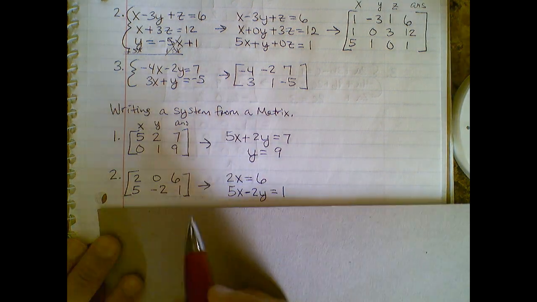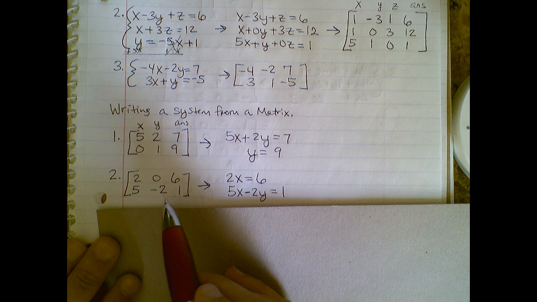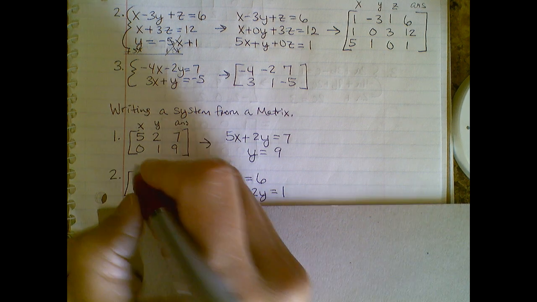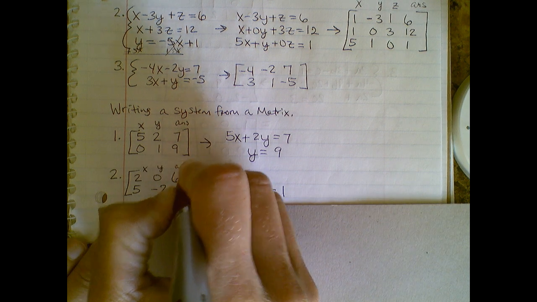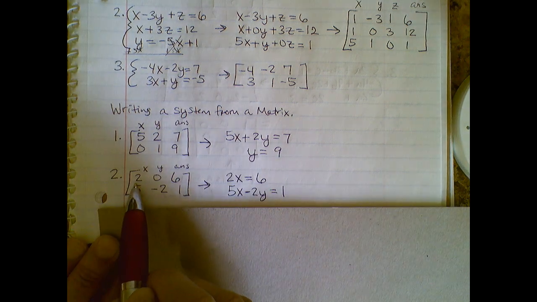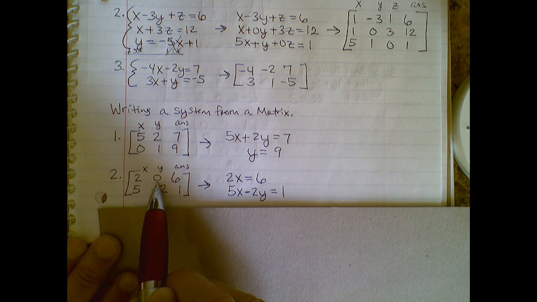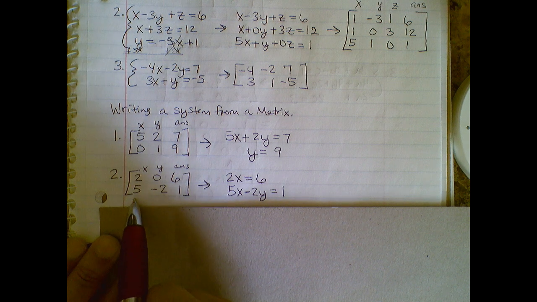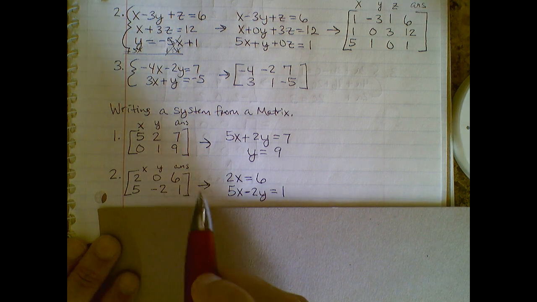The next one, 2, 0, 6, 5, -2, 1. This would be our x column, our y column, and then our answer column. So it'd be 2x, again we don't need the 0y, so 2x equals 6. And then 5x minus 2y equals 1.